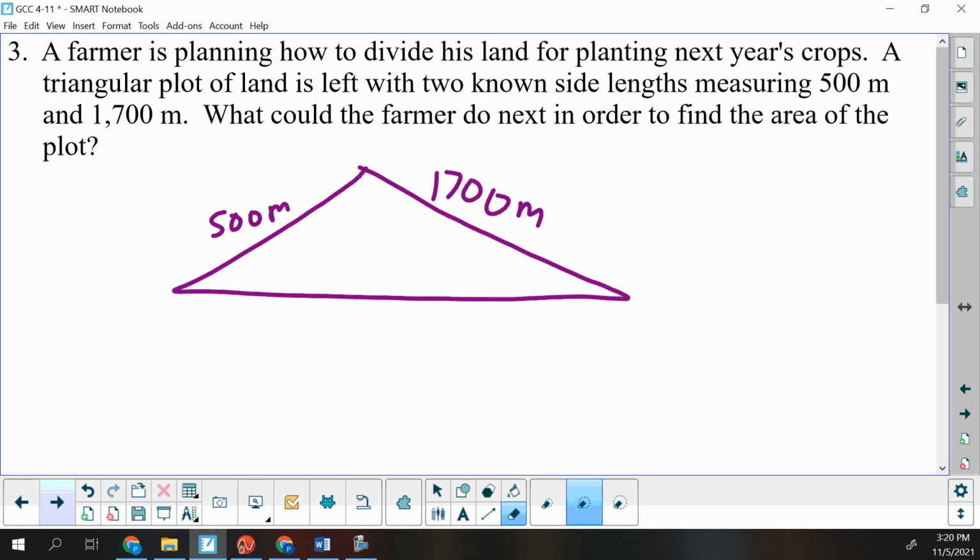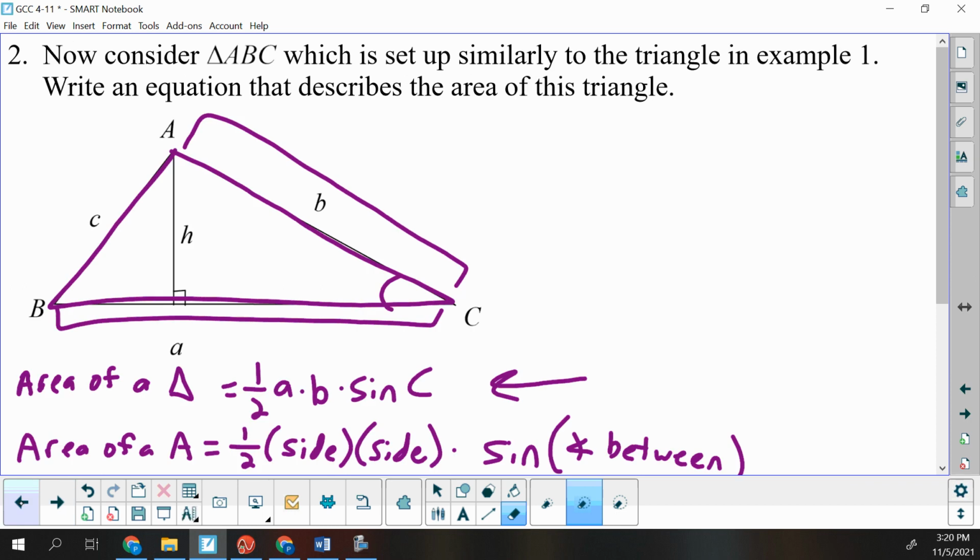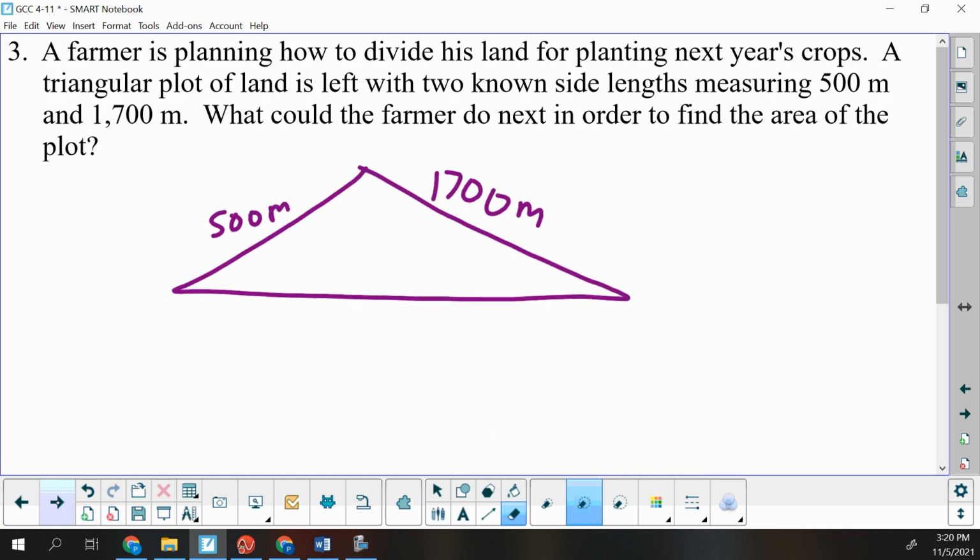Well, what could the farmer do next in order to find the area of this plot? Well, if we look back to what we wrote on the back of our packet, these two things, he has a side, there's another side, just needs the angle in between. So, what could the farmer do? The farmer could measure the angle in between.